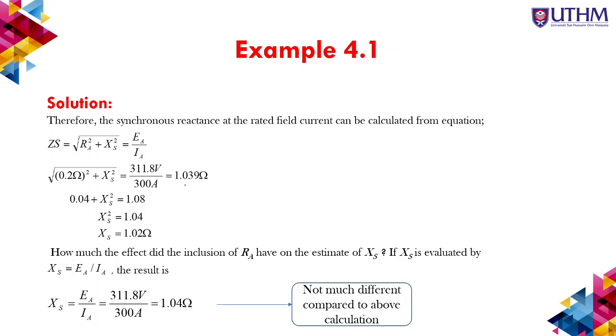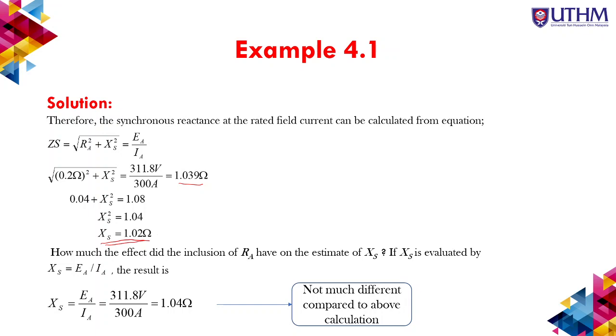Once we get the ZS, we expand the equation, including the RA and also the XS. Okay, so then we can get the XS. Then the question just wants to test the effect of RA.